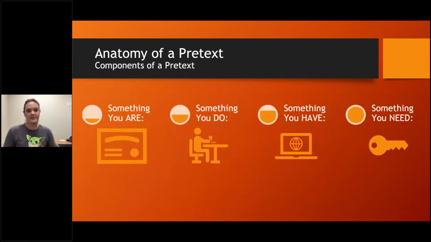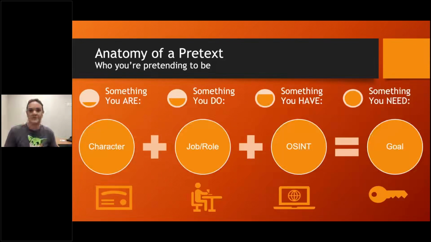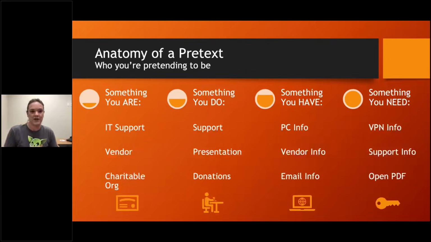The way that I break it down is that a pretext is something that you are, something that you do, using something that you have to gain something that you need. More specifically, we're coming up with a character who plays a role, who has information to substantiate that role, that all leads to the goal of capturing the flag. It's the most simple way to describe that.